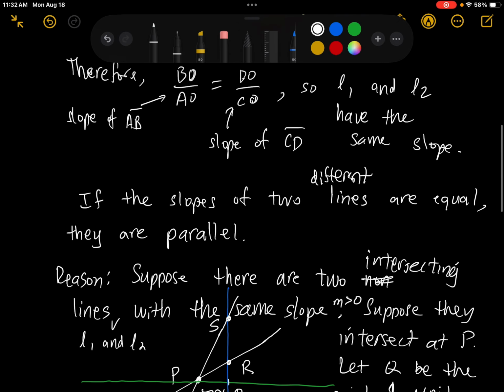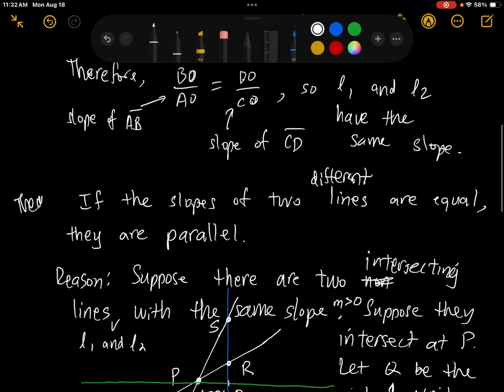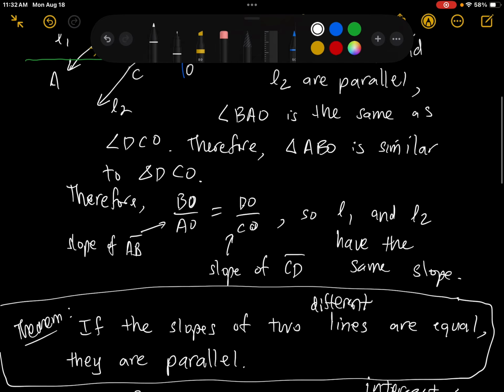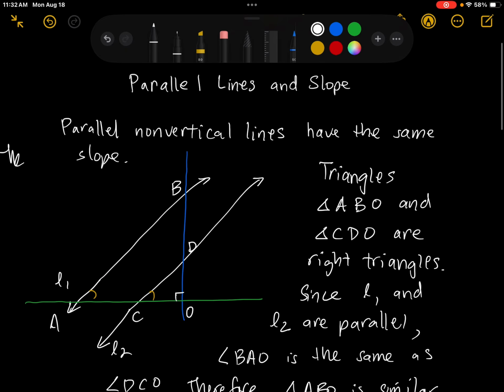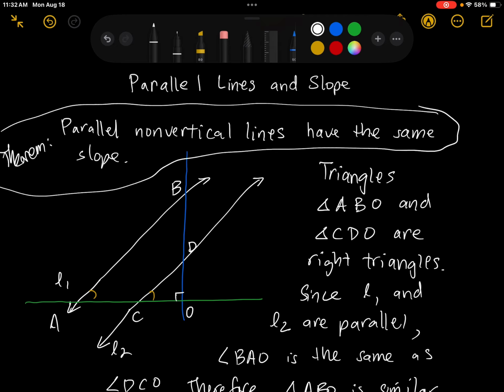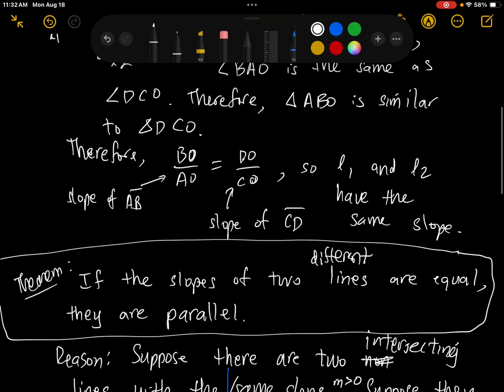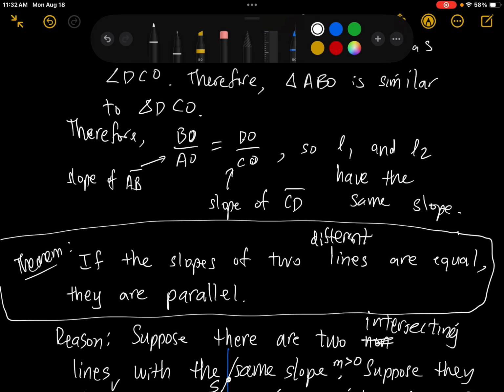So what did we prove when you put this theorem, let's call this a theorem, together with this theorem? Parallel non-vertical lines have the same slope, and if the slopes of two different lines are equal, then they are parallel. That means that if you have two parallel lines, then the slopes are equal and vice versa. That means that if you have two lines with different slopes, they must intersect.